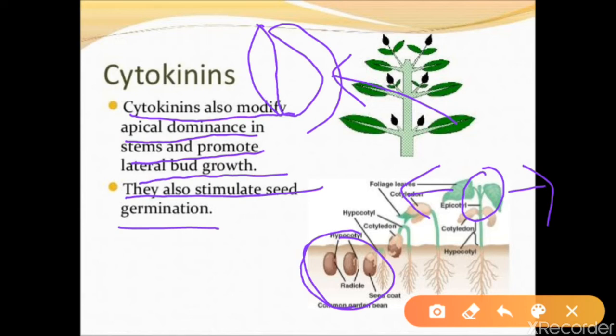Now promoting fruit growth is also done by the cytokinins. Actually, auxin was also promoting the fruit growth, and cytokinins also promote the fruit growth. Now they also help in delaying the aging of the leaves. In the auxin also, they were not allowing the fruit and the leaves to age. Here also cytokinins help in delaying the aging of the leaves and the fruits.